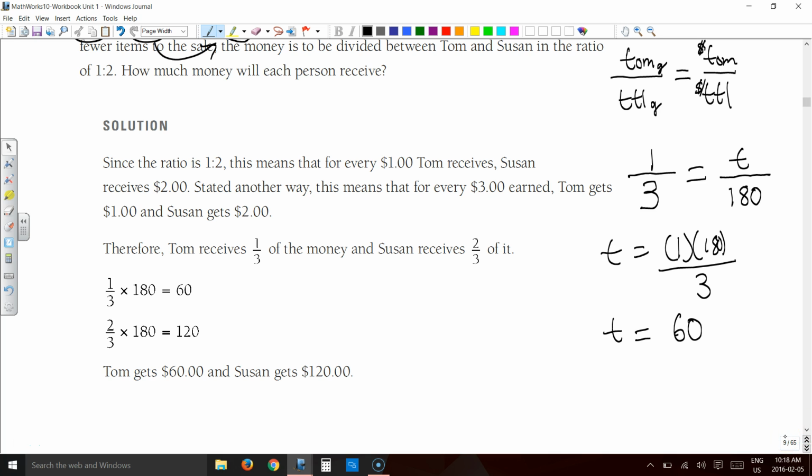All right? Now, it says Tom gets 60. Give me 2 ways that we could find out how much Susan gets. Go ahead. Subtract 60 from 180. Yeah, you take the total of 180 bucks that they both are sharing, and you take off the 60, and you get the leftover of 120 for Susan. That's one way. What's one other way? This is the best way. It's fastest. But what else could we have done?